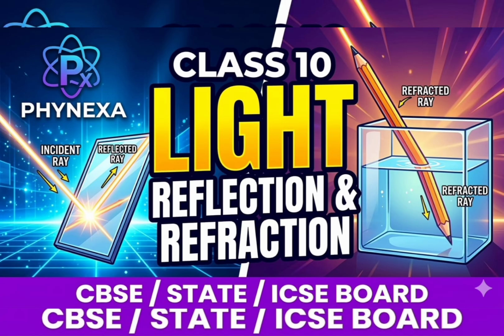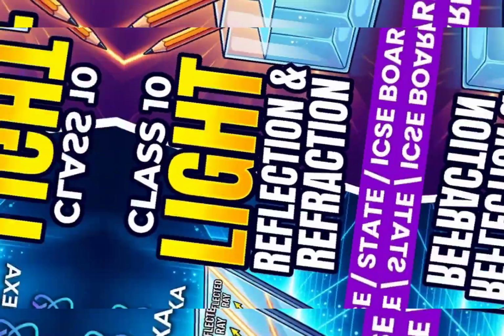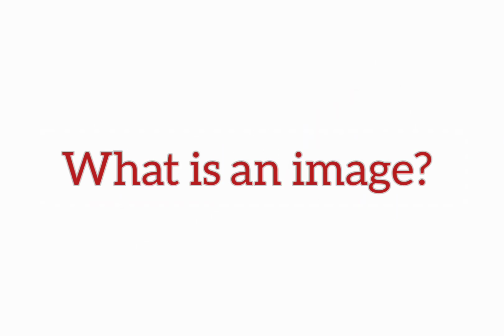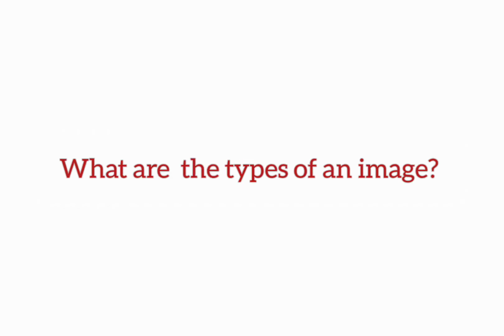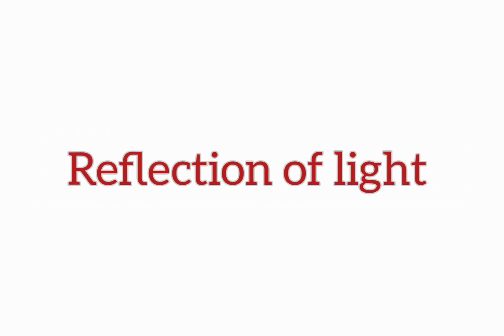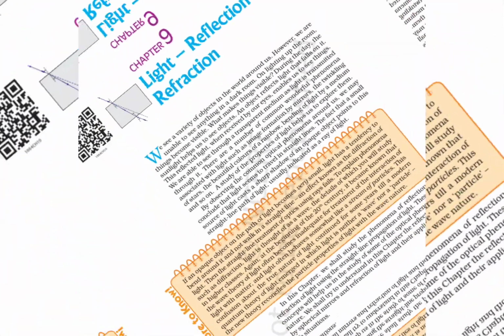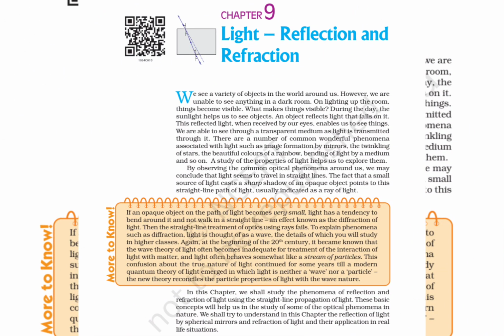In this video, we will learn about what is light, what is source of light, what is an image, and types of the image like real image and virtual image, and about reflection through a plane mirror and laws of reflection, characteristics of image formed by plane mirror. Then types of the spherical mirrors like a concave mirror and convex mirror. So let us start the lesson. Okay, this class is completely based on your NCERT textbook.